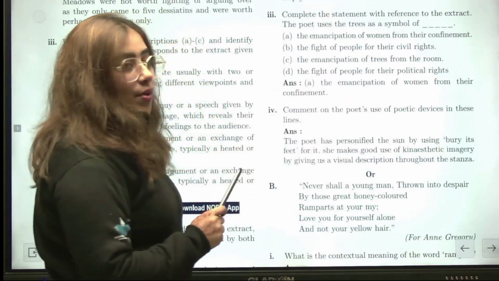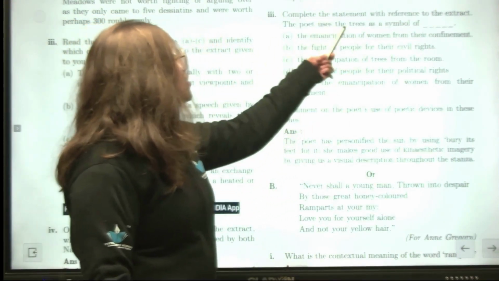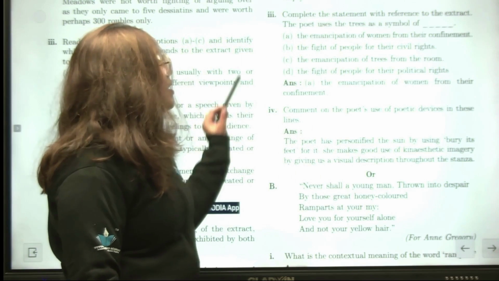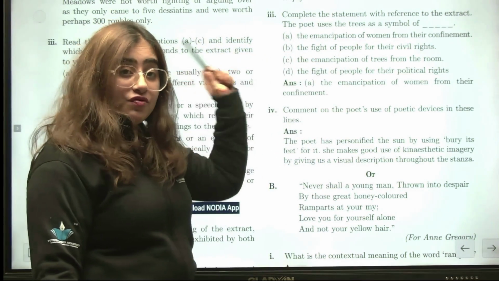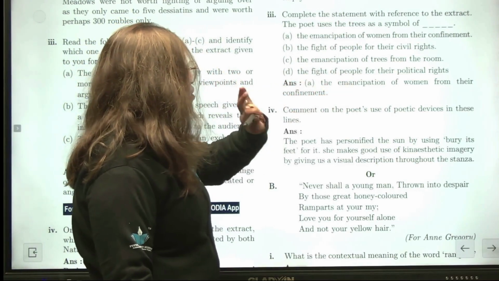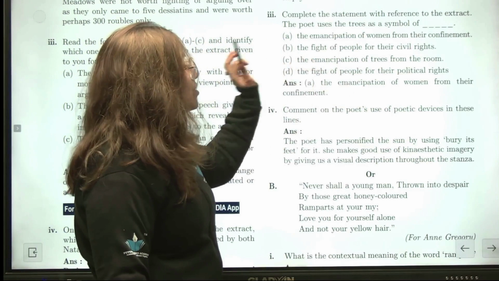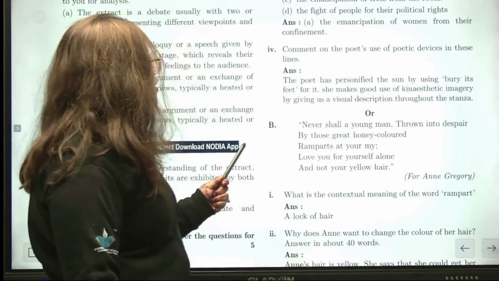Now, next question is complete the statement with reference to the extract. The poet uses the tree as a symbol of A, the emancipation of women from their confinement. Yes, for the emancipation of women from their confinement, tree use किया गया. Fight of people, emancipation of trees, fight of people, नहीं ये सब use नहीं किया हुआ, ठीक है। So answer is A part. Comment on the poet's use of poetic device in the line.